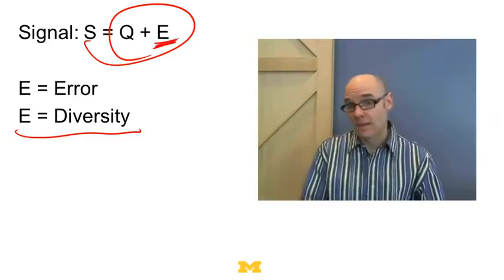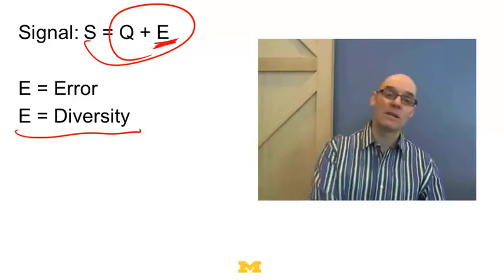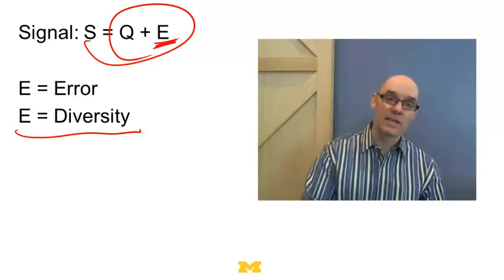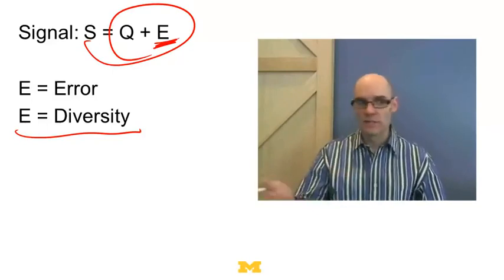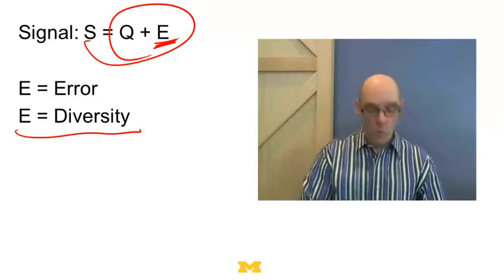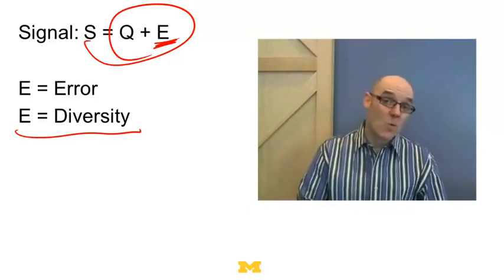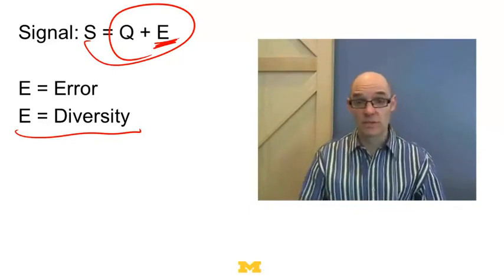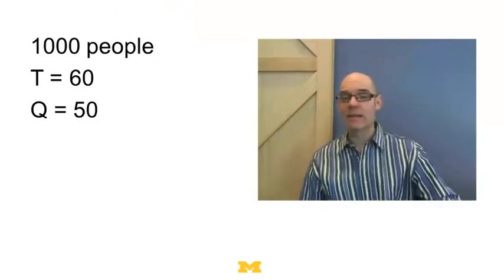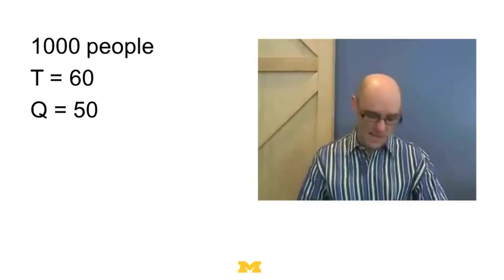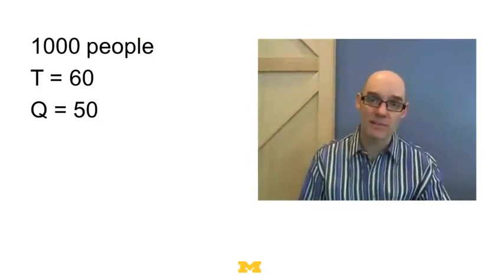Why does that matter? It matters because when we think about interpreting the model, in one case it'll tell us what happens if people have more noise in how they interpret the show, or alternatively, we can ask what it means if the audience is more diverse. Okay, so what does it mean? To do that, now we've got to actually do some math. So let's do an example. Suppose we've got 1,000 people.